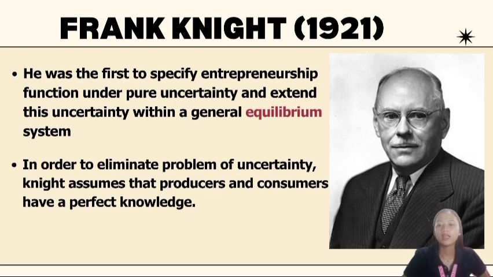So now let's go to Frank Knight of 1921. He was the first to specify the entrepreneurship function under pure uncertainty and extend this uncertainty within a general equilibrium system. When we say equilibrium, it means balance. So he was the first one to talk about the role of an entrepreneur when there's a lot of uncertainty, and how this uncertainty fits into an economic system where everything is in balance. He said that in order to eliminate the problem of uncertainty, the producers and consumers must have perfect knowledge. So to get rid of the issues of uncertainty, he suggests that producers and consumers know everything perfectly. This means that they have all the information they need to make the best decisions.